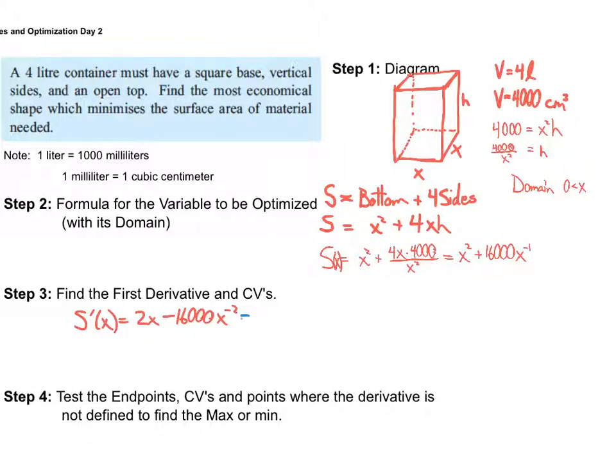Now, if we set that equal to 0, how you choose to solve this is kind of up to you. You could make it 2x equals 16,000 over x squared. I know x can't be 0 already. Then we could multiply by x squared, so 2x cubed equals 16,000. Divide by 2 and x cubed is 8,000. Okay? So what does x equal then?